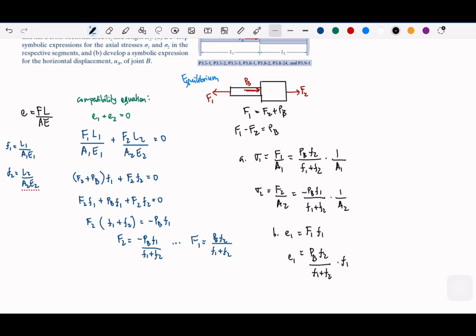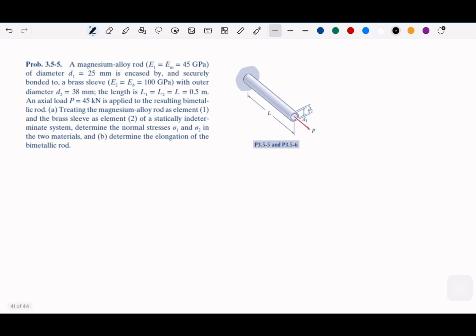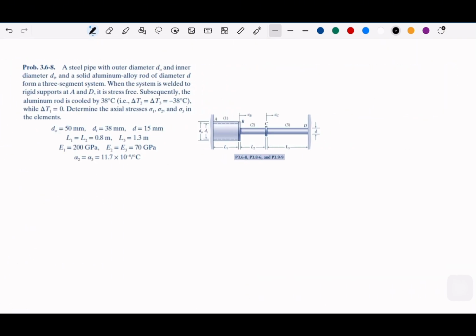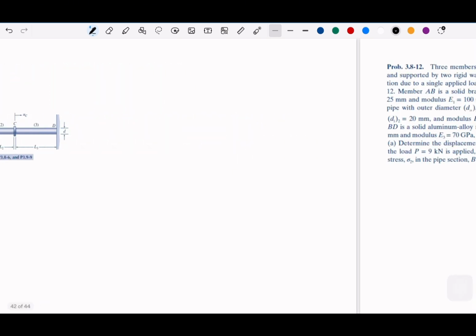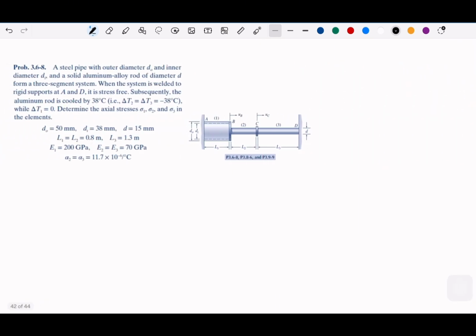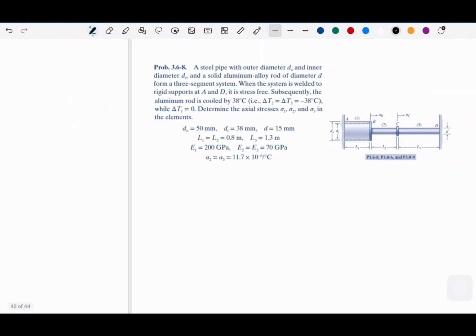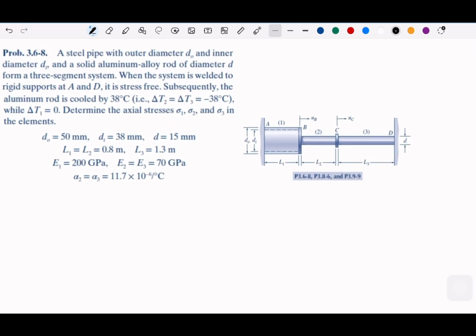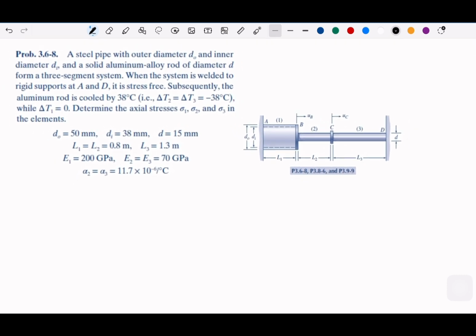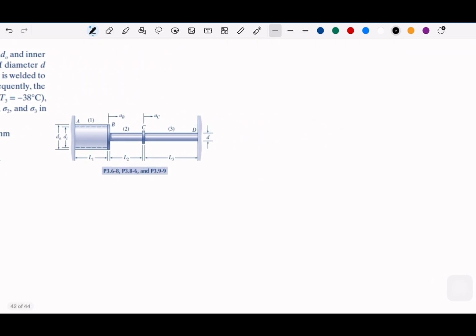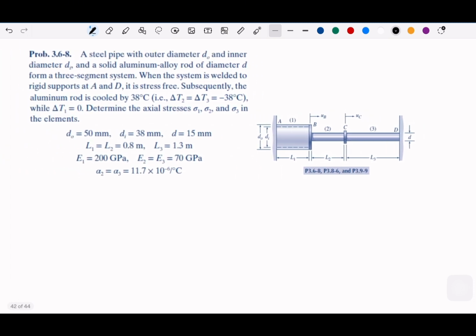Okay, now let me go through, perhaps, let me check. Okay, maybe to end the class for today, let me start with this problem. The rest of the problems we can start tackling perhaps next week. Okay, let's start with 3.68.